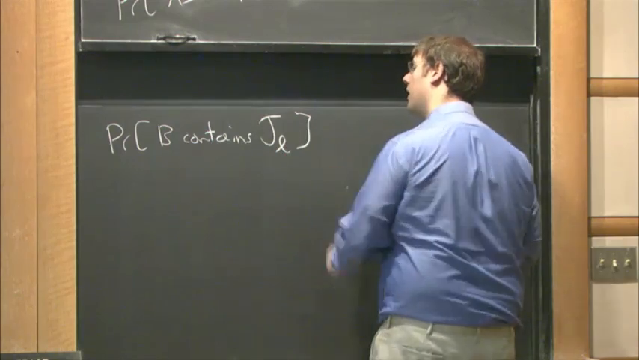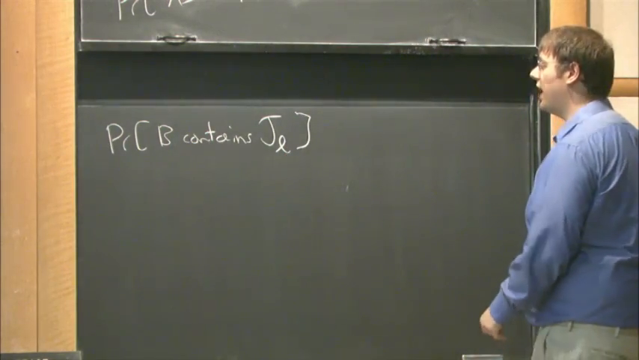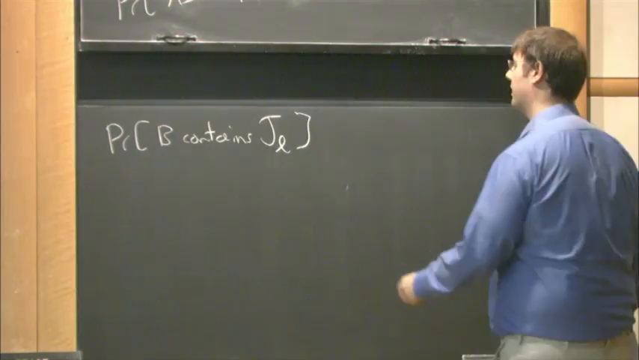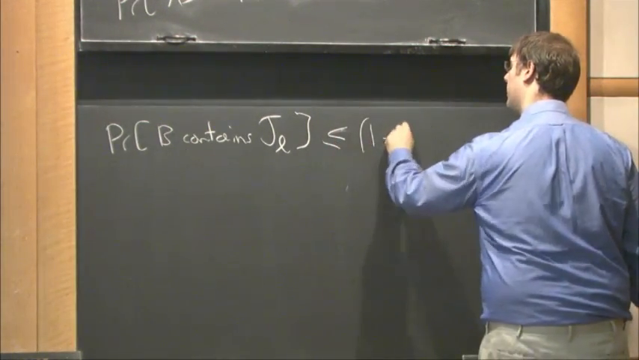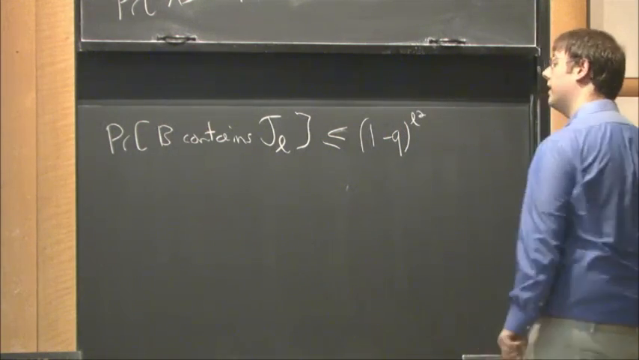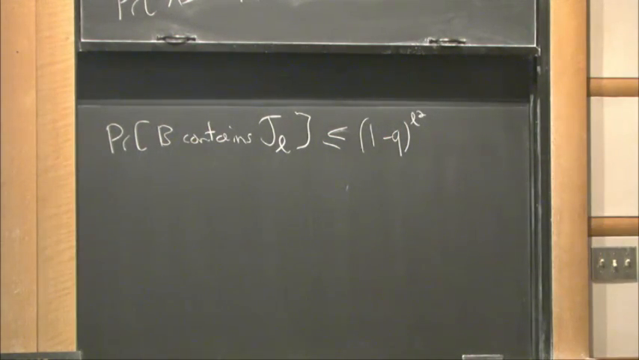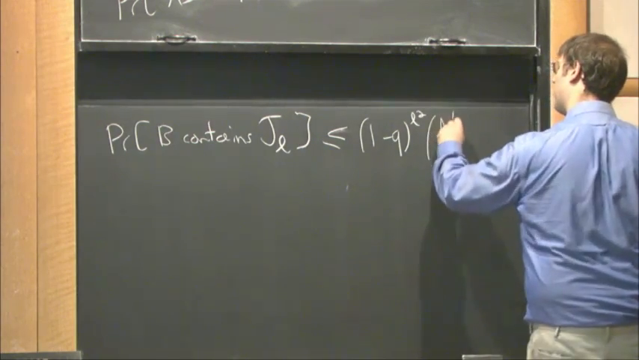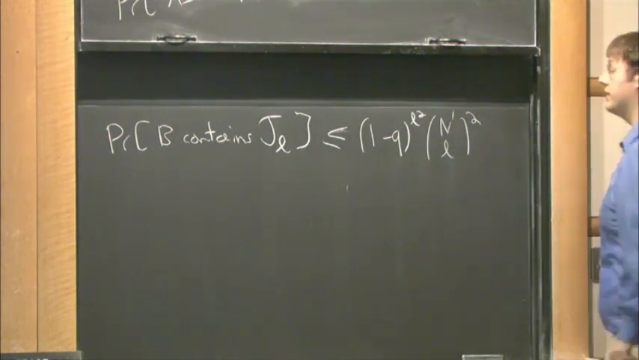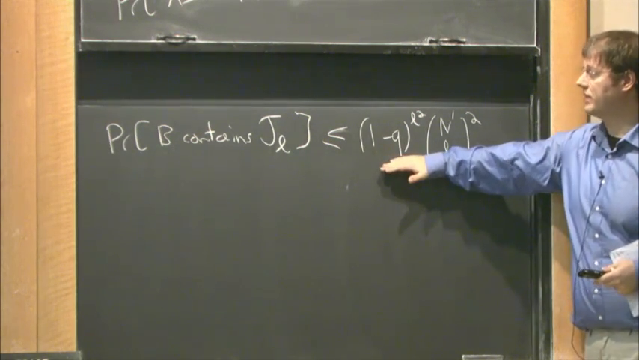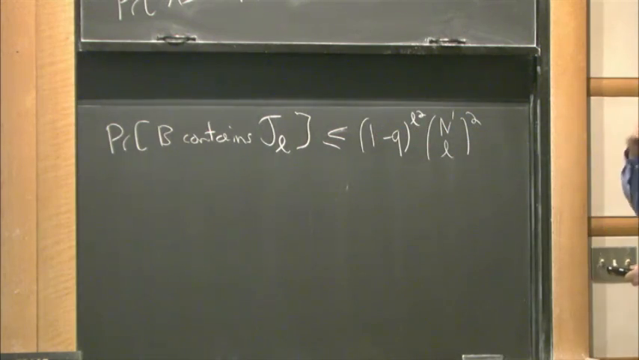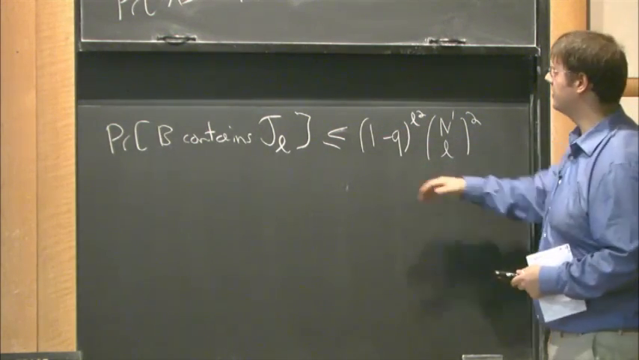let's look at the probability that B contains JL. Well, for each L by L submatrix of B, you have a 1 minus q to the L squared probability that it makes a copy of JL. And there's n prime choose L squared choices for the L by L submatrix. So this is the amount of copies of JL you expect. And so the probability that it contains one is at most this.